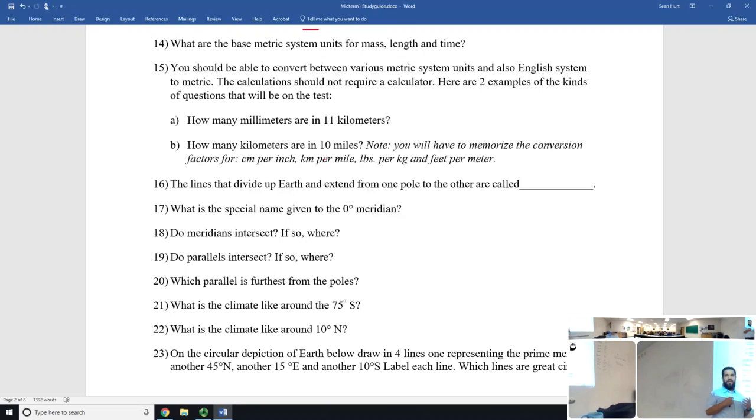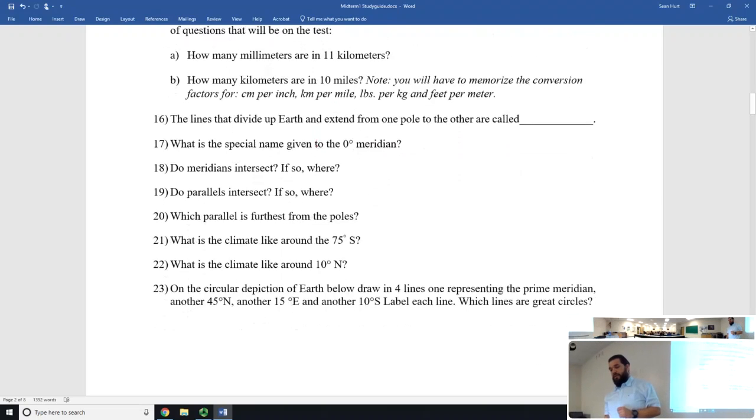So if you have some sense about conversion factors, I think you'll be okay with those kinds of questions going from English to metric system units. I'm just going to keep it there because that's a time-consuming question, so I don't want to do it right now.